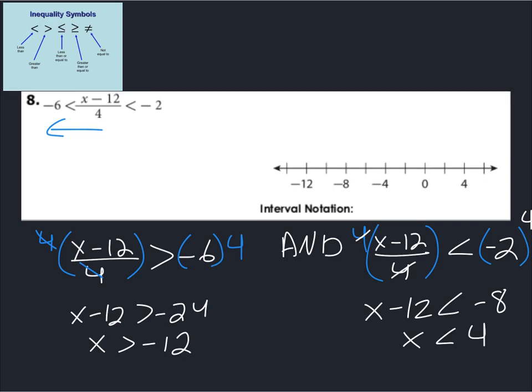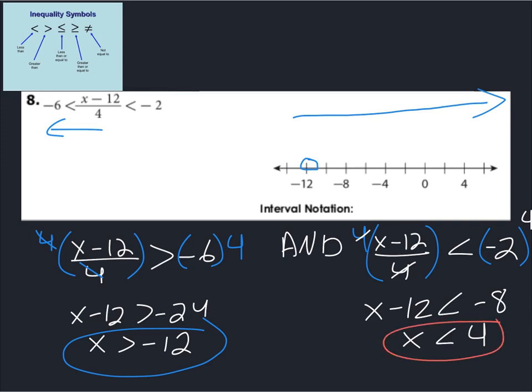So our first inequality, x is greater than negative 12. We're going to have an open circle on negative 12, and we're going to be moving to the right. I'm not going to do it yet, but I'll put that in blue. That represents this inequality right here. But remember, this is an "and" inequality, so both inequalities have to be true in order for the entire compound inequality to be true. Our next one says x is less than 4. Again, open circle on 4. This time we're going to the left.